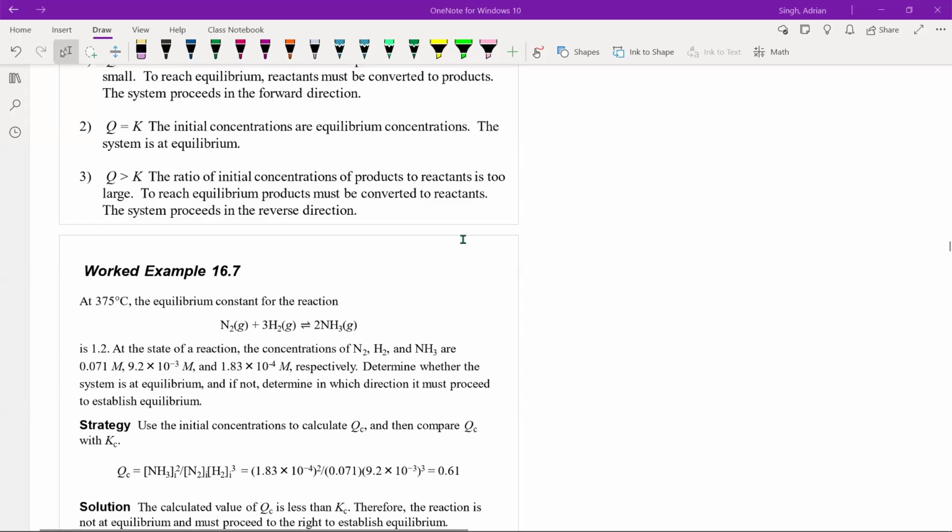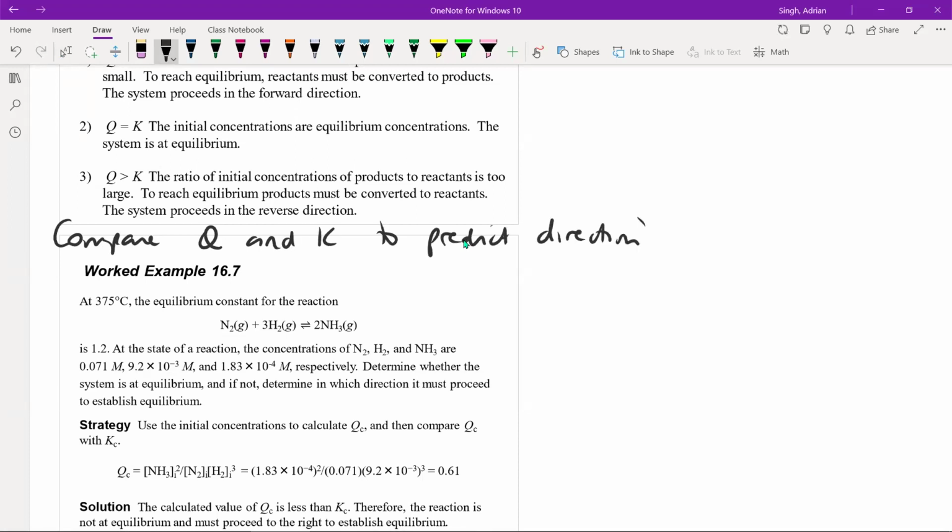All right, so let's now take a look at how we can compare the values of Q and K to predict the direction of a reaction. So is it going to go towards the product side? Is it going to go towards the reactant side? Or is it actually at equilibrium?